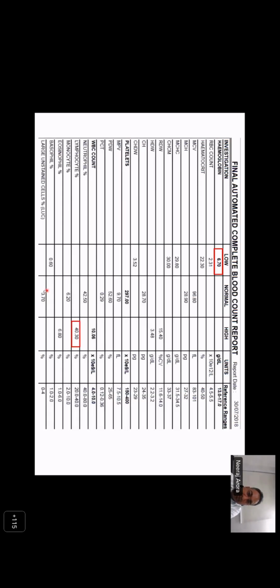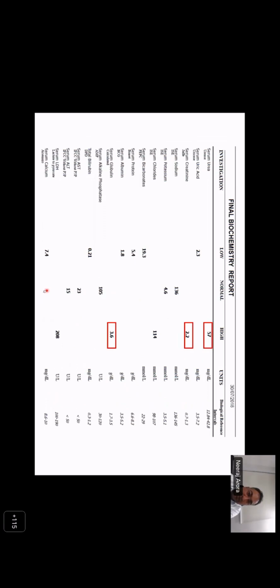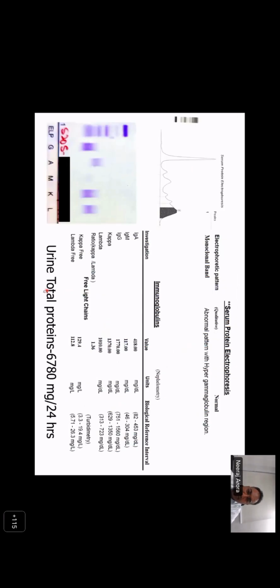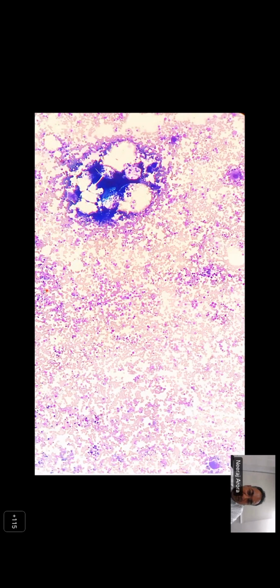The next slide, please. So these findings were confirmed. There was anemia, and another finding was that lymphocytes were around 40% of the total count of 10,000. As had been earlier documented, serum urea was slightly higher and creatinine was high. There was a slight increase in the globulins, and hence, next slide. Serum protein electrophoresis was done, and you could see a monoclonal band in the gamma region. The urine total protein was elevated at 6,780, with a free light chain of 129 and a lambda of 112, and there was a slightly deranged A/G ratio, with reversal.